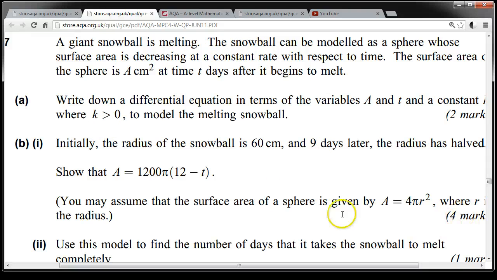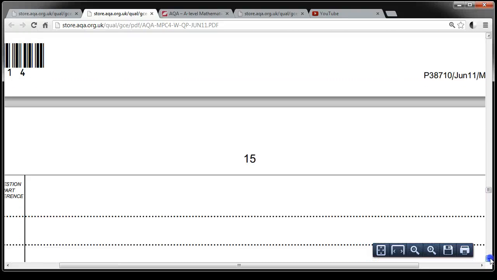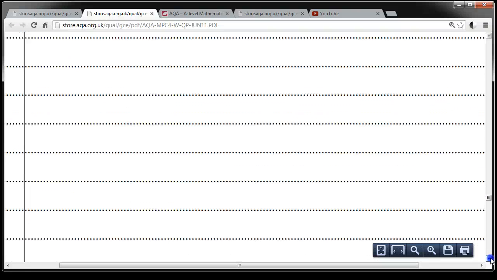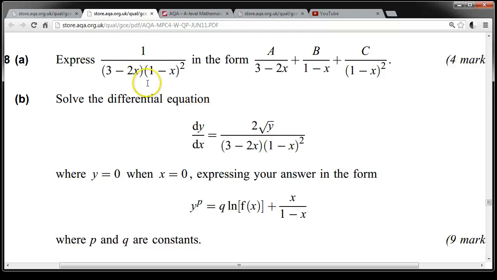Okay, and then you just solve the differential equation, put in certain values and work out how long it takes for the snowball mentioned to melt. So not too bad a question, a little bit unfamiliar in terminology, in context rather.